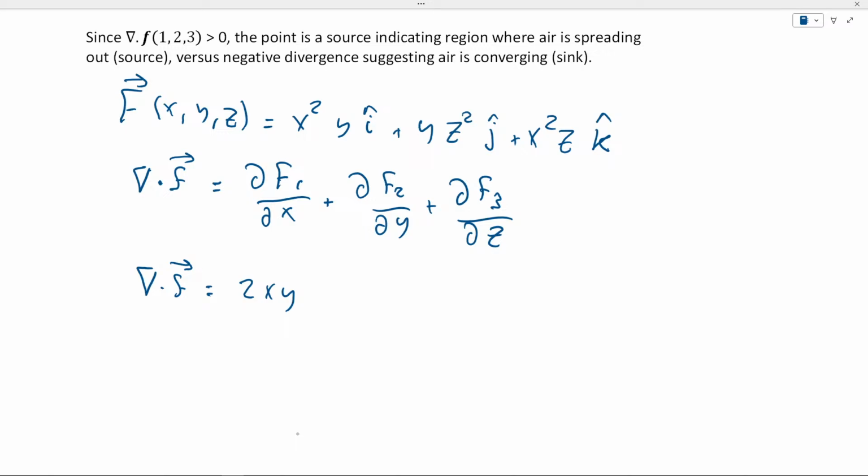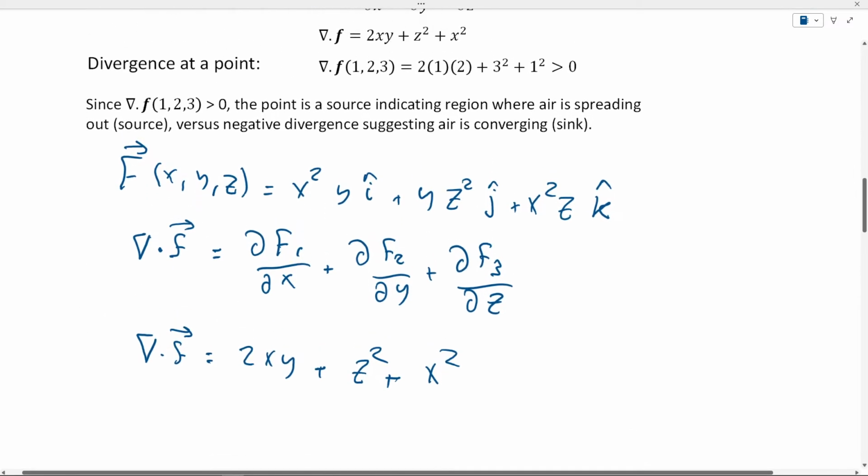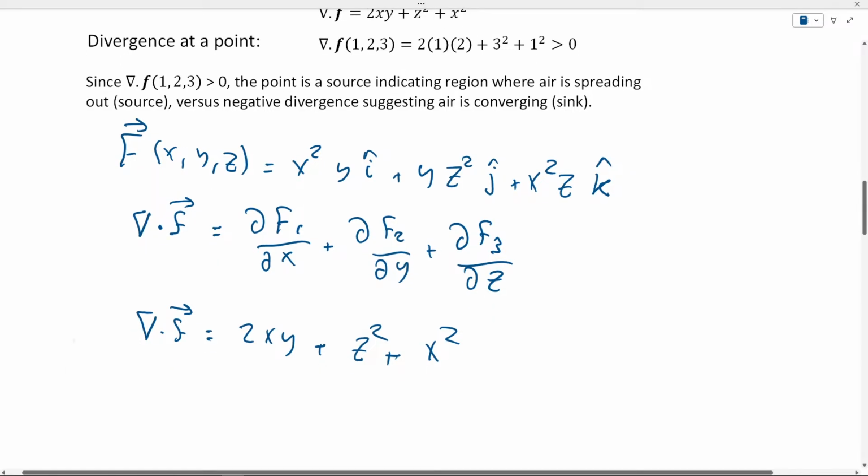And then plus f2 with respect to y. What do you get here? You get z squared, plus f3 with respect to z. What do you get here? You get x squared. So you get a function that looks something like this. Okay, so now I want to evaluate this.